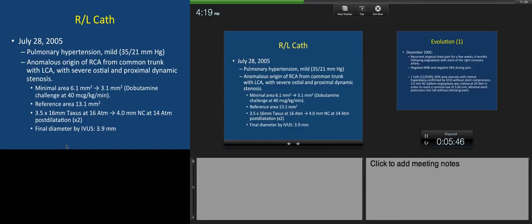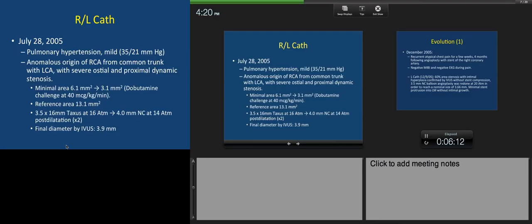Also with the right heart and left heart cath, we got the diagnosis of pulmonary hypertension in July 2005, which was mild, verified in 2021, and the diagnosis of an anomalous origin of the right coronary artery from the conventional left coronary, with a severe ostial and proximal dynamic stenosis.